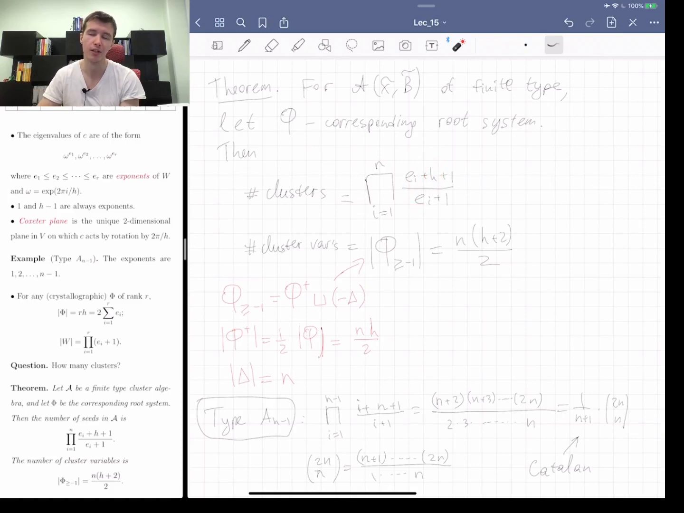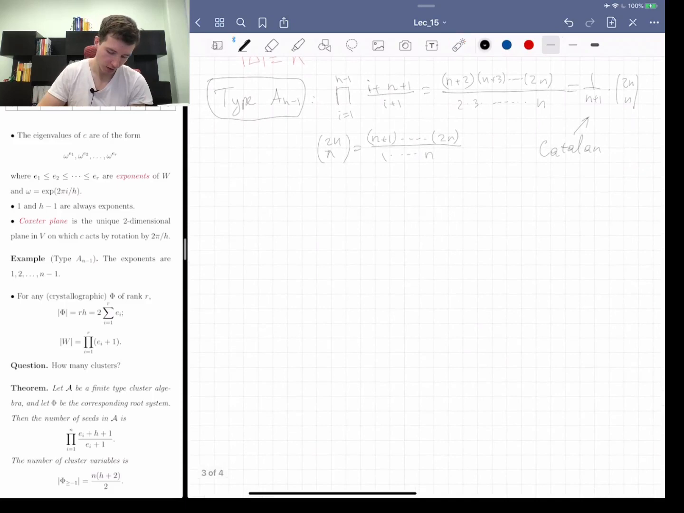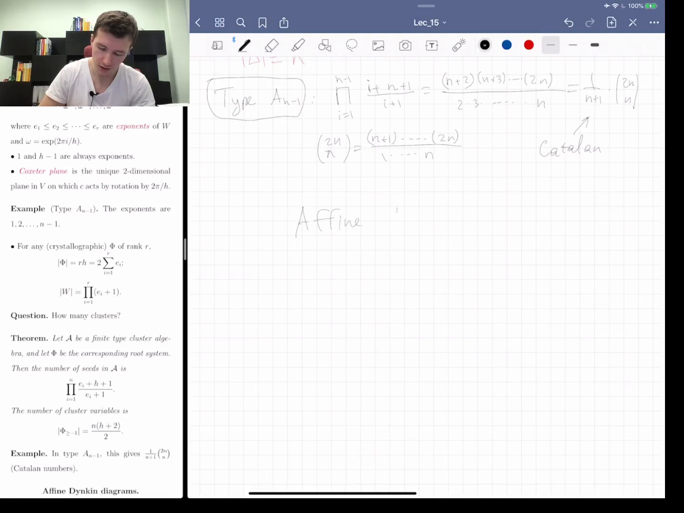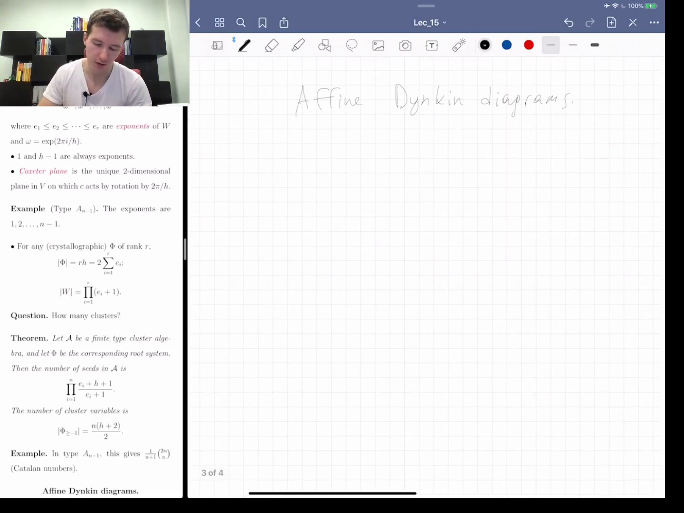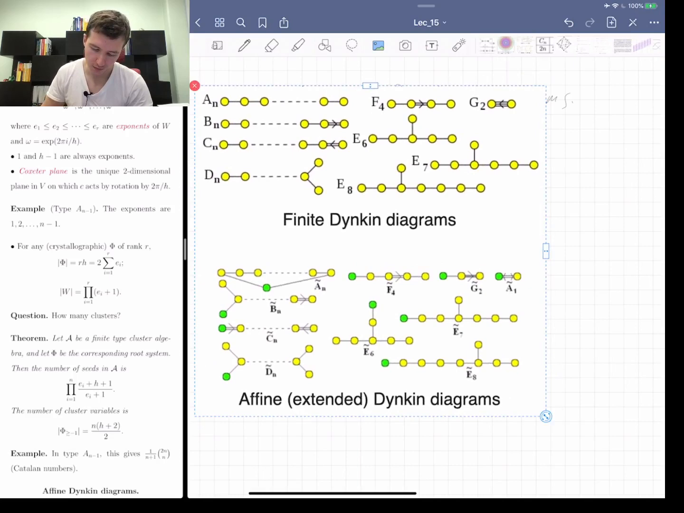But for now, let me also explain one other piece of combinatorics for root systems, and that's going to be, I want to introduce affine Dynkin diagrams. I'm also going to need them later for my study of cluster algebras, but for now let me just show you a picture. There should be a picture. Oops, there is no picture. Oh, there is a picture. Okay, so here is a picture. That's basically all you need to know.